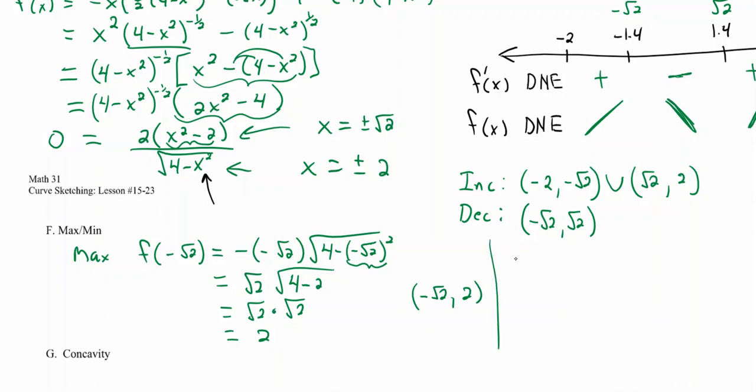All right, so your min, I'm going to get a little lazier. It'd be a very similar situation to the last one, but it ends up equaling negative 2. So then your point would be at root 2 comma negative 2.